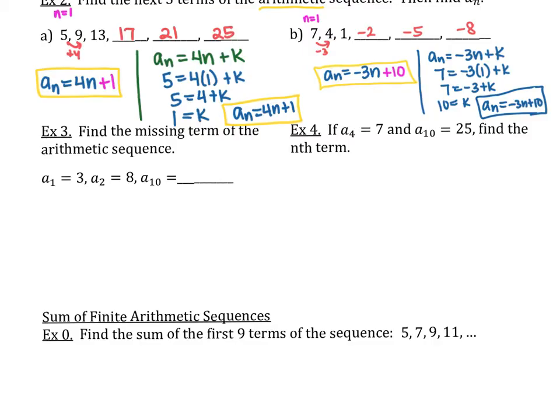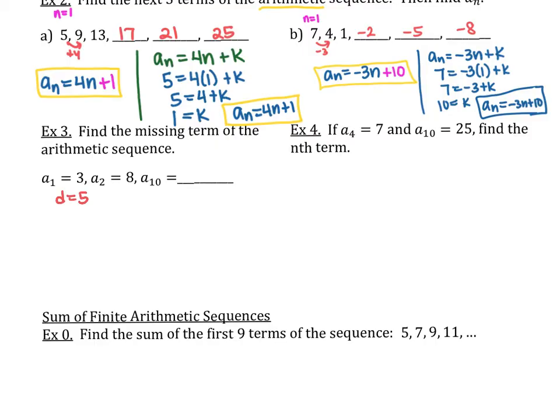Because they gave me the first term and the second term, I do actually know what the difference is. The first term was 3, the second term was 8, so the difference must be 5. Because I know the difference, that gives me some options in terms of how I could find it. Okay, so let me see.